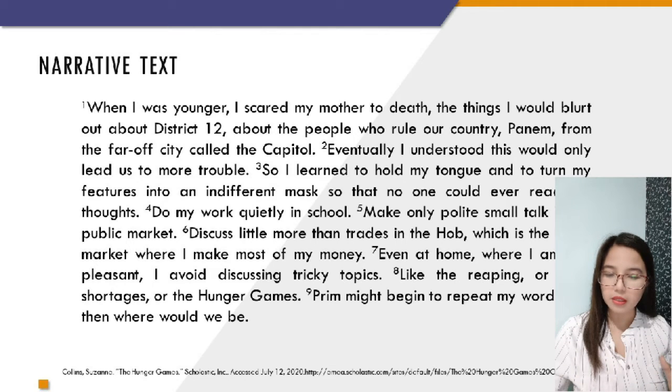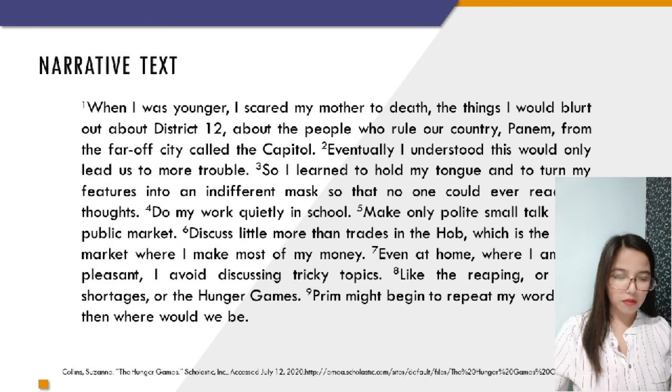Do my work quietly in school, make only polite small talk in the public market, discuss little more than trades in the Hob, which is the black market where I make most of my money. Even at home, where I am less pleasant, I avoid discussing tricky topics, like the reaping or food shortages or the Hunger Games. Prim might begin to repeat my words, and then where would we be?